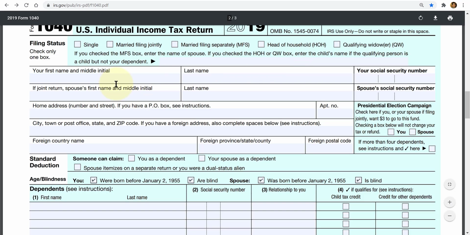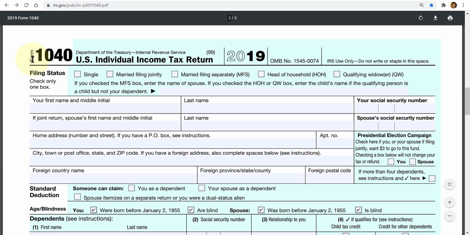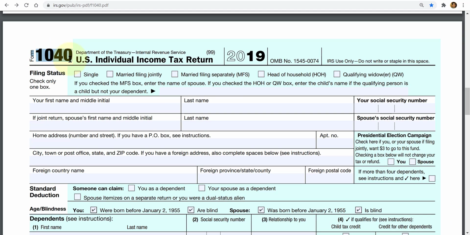The main tax form we're going to learn to prepare during the semester is called Form 1040. Forms have different numbers or different letters. This is the main one that individuals like you and I file with the government every year. You've got to make sure you have the correct year version.